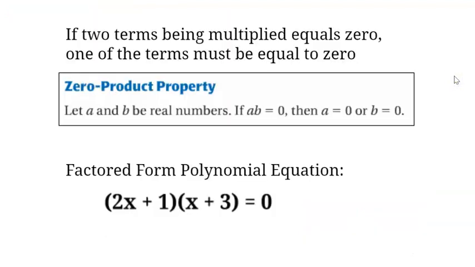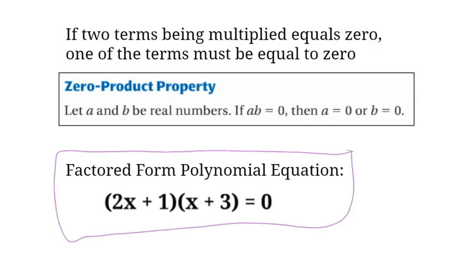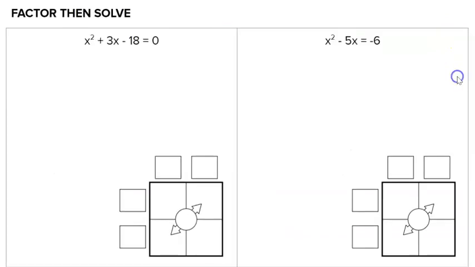So we are still going to be using that zero product property we talked about in Part 1. If two terms being multiplied equals 0, one of those terms must equal 0. And again, we need our polynomial equation to be in factored form. So two things being multiplied, because to use the zero product property, two things have to be multiplied. It's a very key part of that zero product property. So we are going to be solving quadratic equations that need to be factored first.